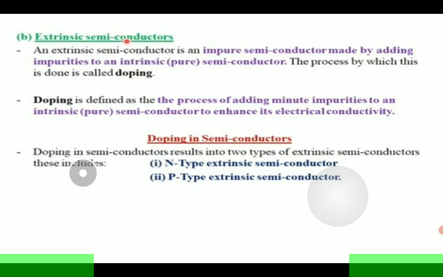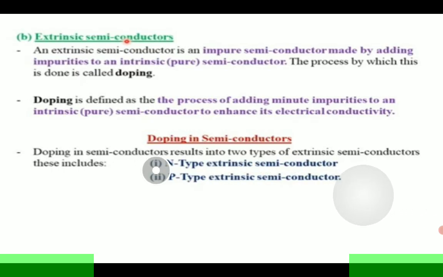Doping in semiconductors results in two types of extrinsic semiconductors. When a pure semiconductor is doped, you can either produce an N-type extrinsic semiconductor or a P-type extrinsic semiconductor. N here means negative type, and P is positive type. So doping can produce either a negative type extrinsic semiconductor or a positive type extrinsic semiconductor. Please take note of that.